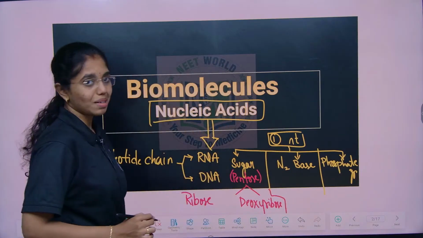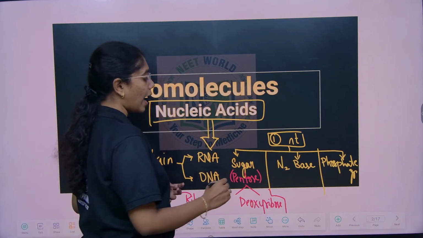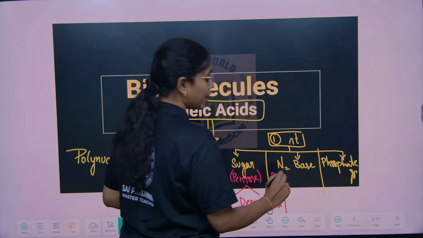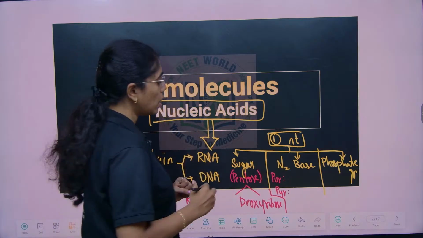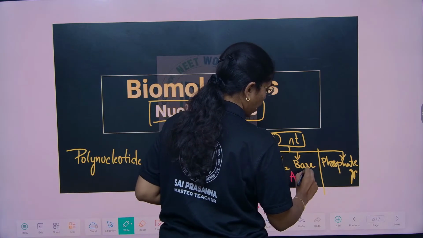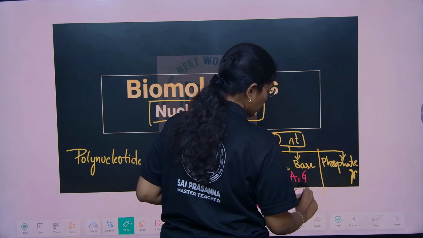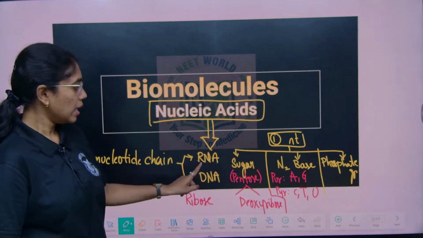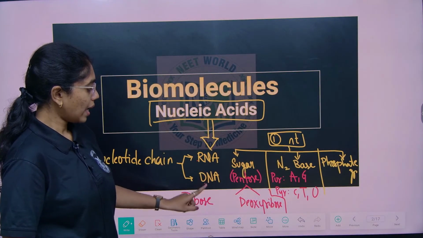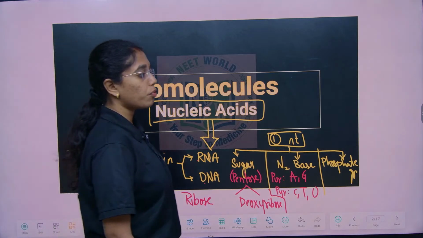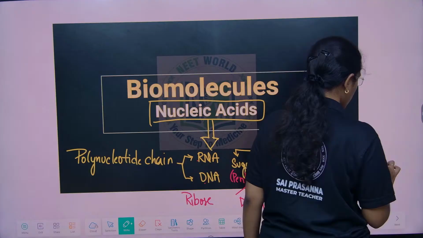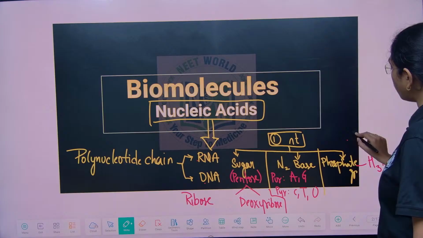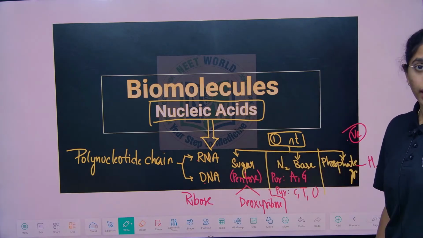And nitrogen bases are of two types. We have both purines and pyrimidines. Purines are heterocyclic rings; they have two rings. Purines include adenine and guanine. Pyrimidines include cytosine, thymine and uracil. Cytosine and uracil will be there in RNA. Cytosine and thymine will be there in DNA. Phosphate group is added via phosphoric acid, that is H3PO4. This phosphate group will give negative charge to either DNA or RNA.